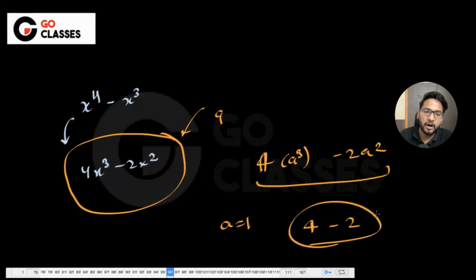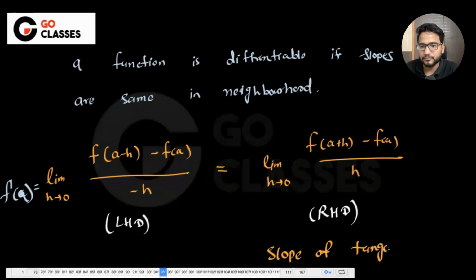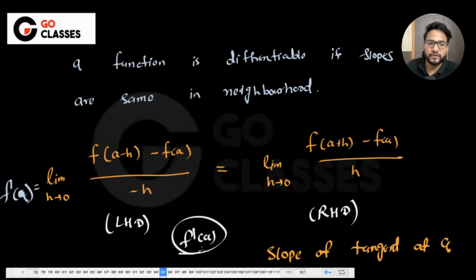It will be a scalar number. How could this scalar number be an equation? What I'm trying to say here is that this is not the equation. This is just the slope of the equation, okay? Slope of the tangent at A, and that's also called f dash A. So that's the definition of differentiability.